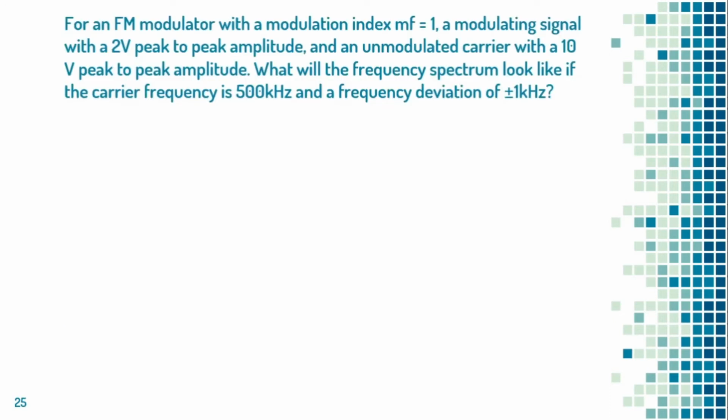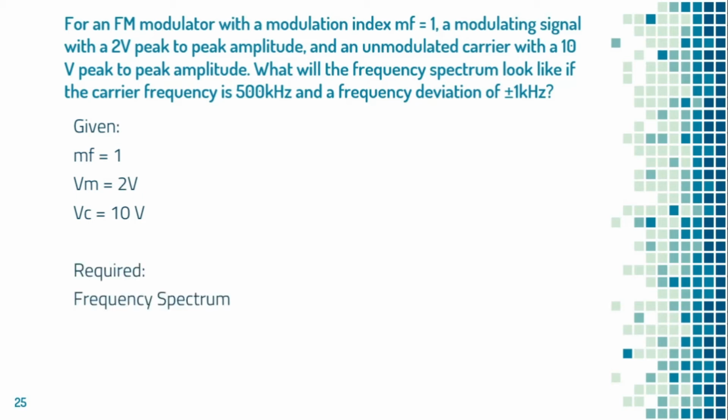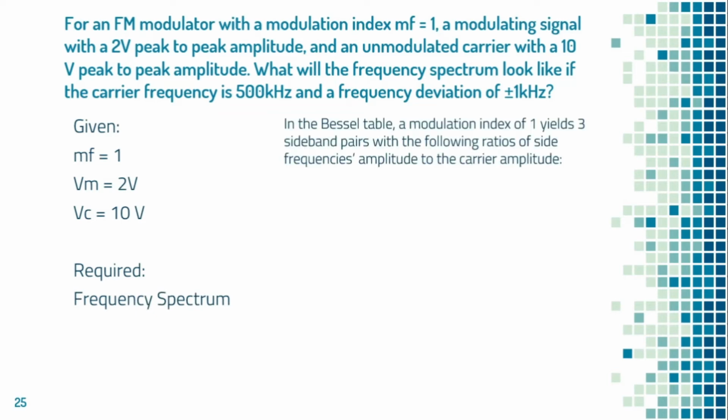For an FM modulator with the modulation index of 1, a modulating signal with a 2 volt peak-to-peak amplitude, and a non-modulated carrier with a 10 volt peak-to-peak amplitude, what will the frequency spectrum look like if the carrier frequency is 500 kHz and a frequency deviation of plus minus 1 kHz? So ang given natin is modulation index, a modulating voltage, and a carrier voltage or carrier amplitude of 10 volts. So ang hinahanap is ang frequency spectrum.